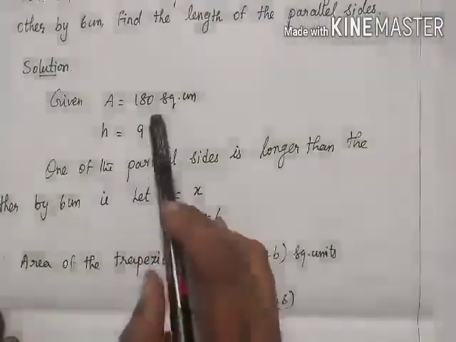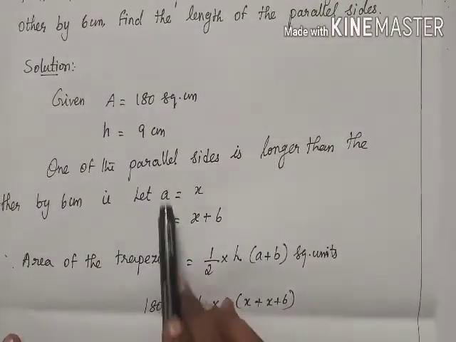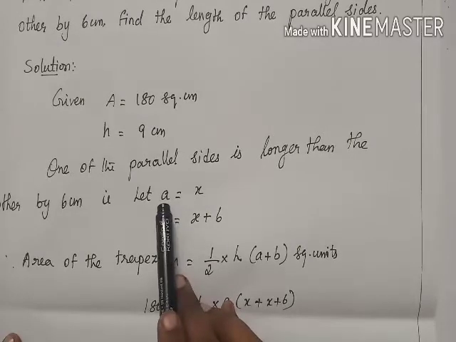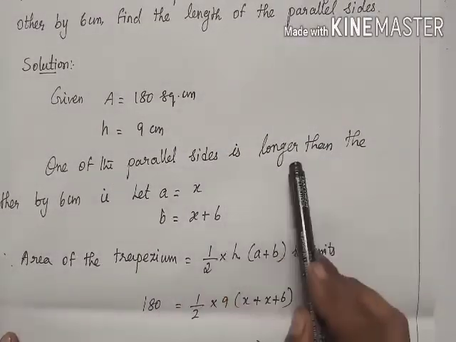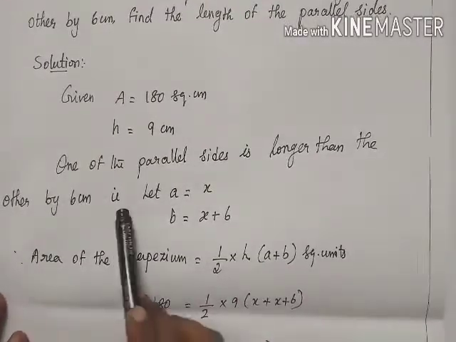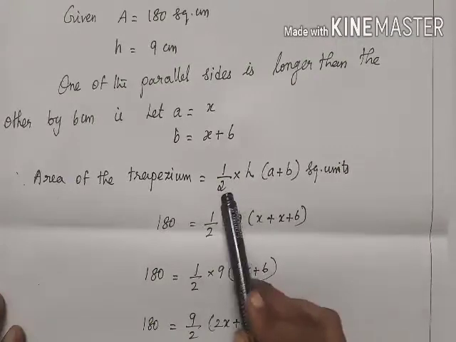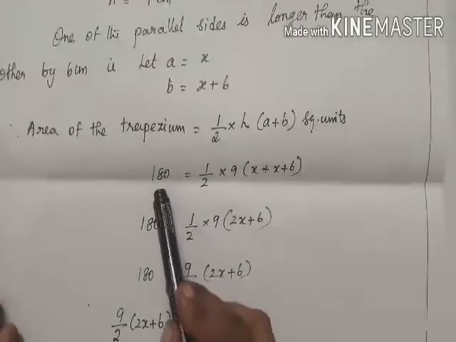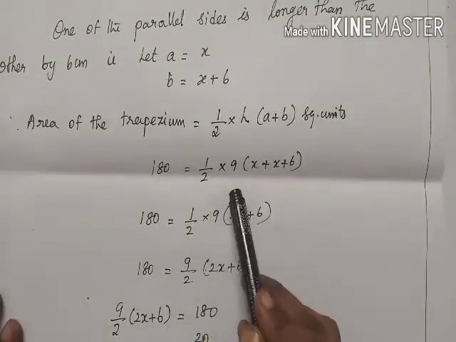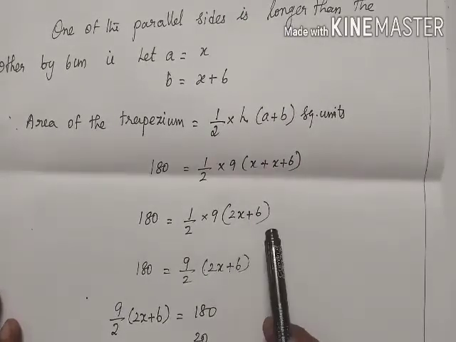Right? Again, one more time I will explain to you. Listen here, Kana. Area is given in the question and height is there. We have to find the parallel sides, that is A and B. So here I let A is equal to x. B value: one of the parallel sides is longer than the other by 6 centimeter, so B is equal to x plus 6, right? Area of the trapezium formula: half into h into a plus b square units. So area value is 180 into half into 9 into x plus 6. Like terms, x plus x, 2x, 2x plus 6.